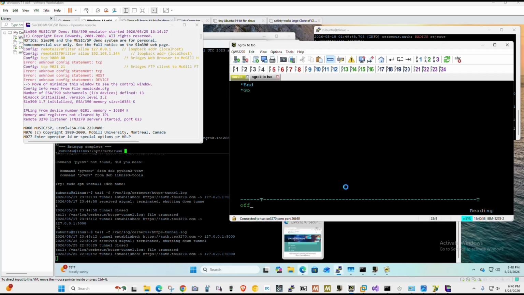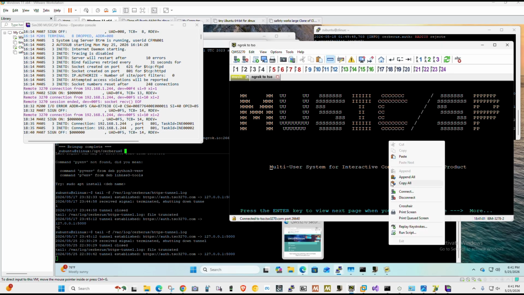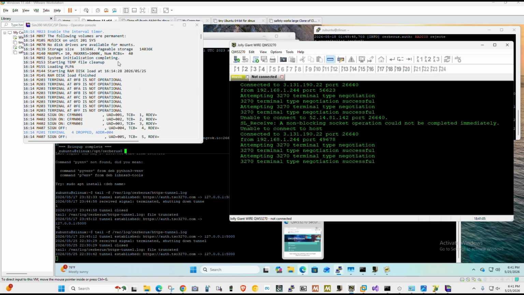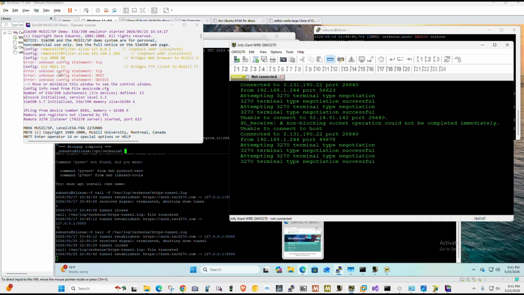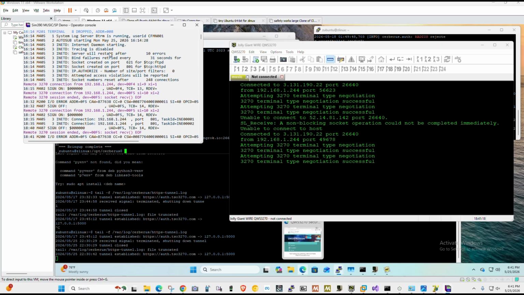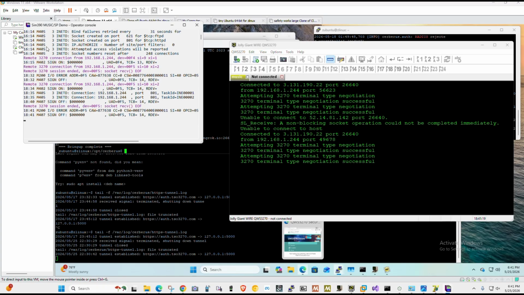Got it. And the sign-on screen that greets them is just beautiful. It's this giant ASCII art spelling out the word MUSIC, using capitalized M's, U's, S's, I's, and C's. Classic. Which the screen notes stands for Multi-User System for Interactive Computing / System Product. It's got that pure classic mainframe charm. It definitely sets a very specific mood. And so the user signs on with the MUSIC user ID $000, which clearly looks like an admin account.